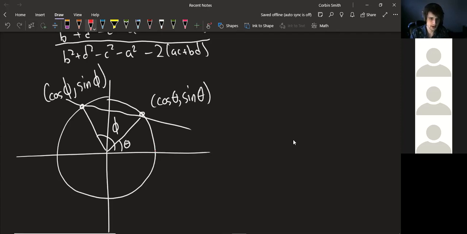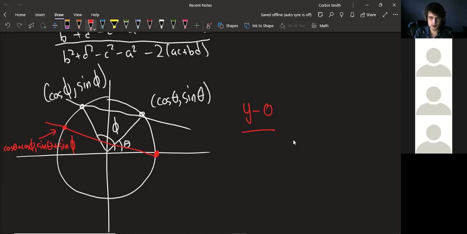And we claim that if we translate this line here, close enough, that this point should be cosine theta plus phi, sine theta plus phi. And so let's use this formula for a line.